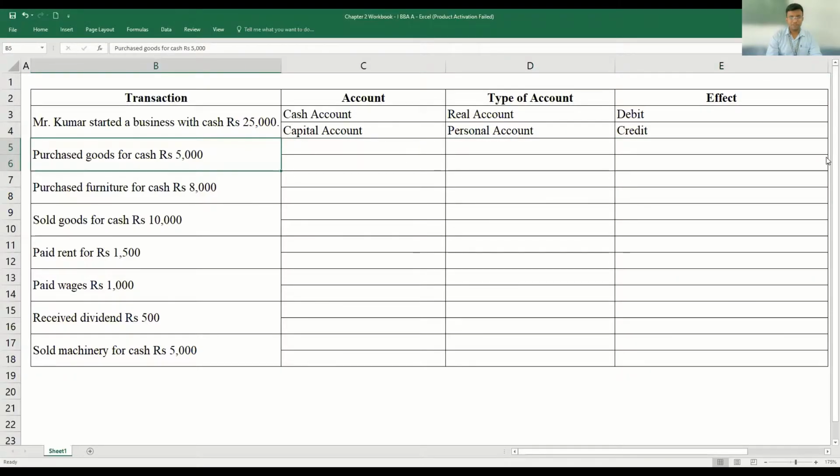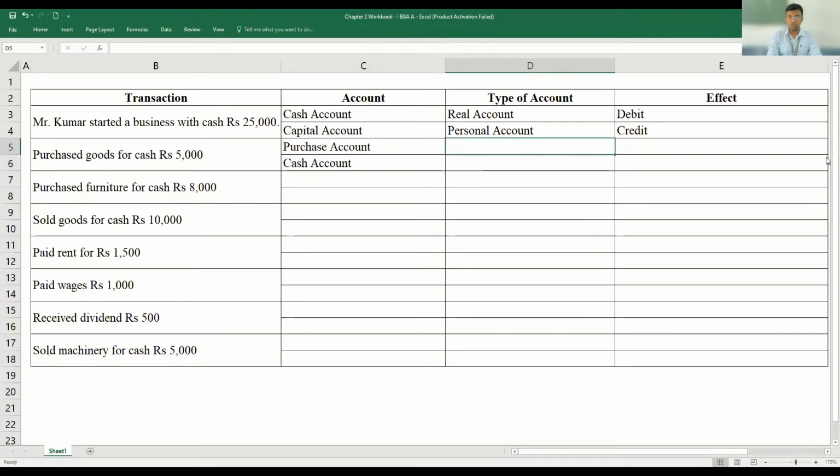Purchase goods for cash rupees 5,000. So which are the 2 accounts over here? Here, since we are purchasing goods, we do not have goods account. Instead, we have purchase account. What is purchase account? Purchase account is the account which represents the goods that you are purchasing, especially your raw material. So the 2 accounts are purchase account and cash account.